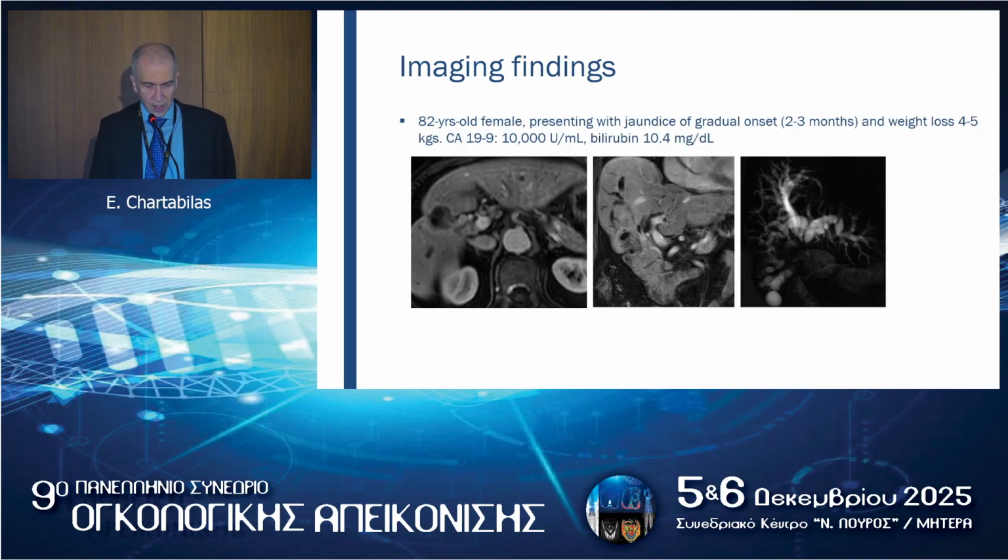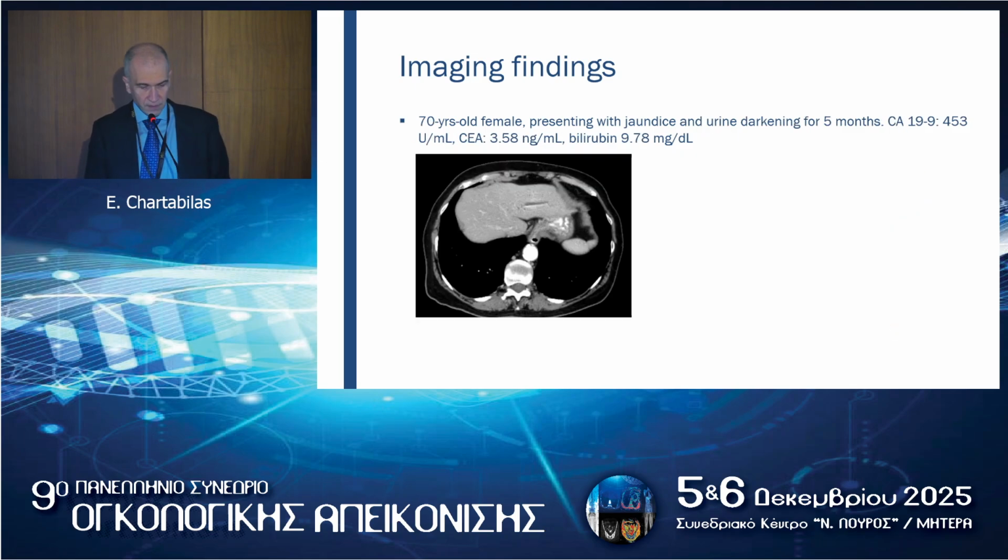This is an older lady. You see here on the contrast-enhanced that there are 2 adjacent tubular structures here and here. It's the confluence of the hepatic ducts. And you can see nicely that there's also involvement of the common hepatic duct. And then here on MRCP, you see the upstream dilatation. So it's a Bismuth 2 subtype.